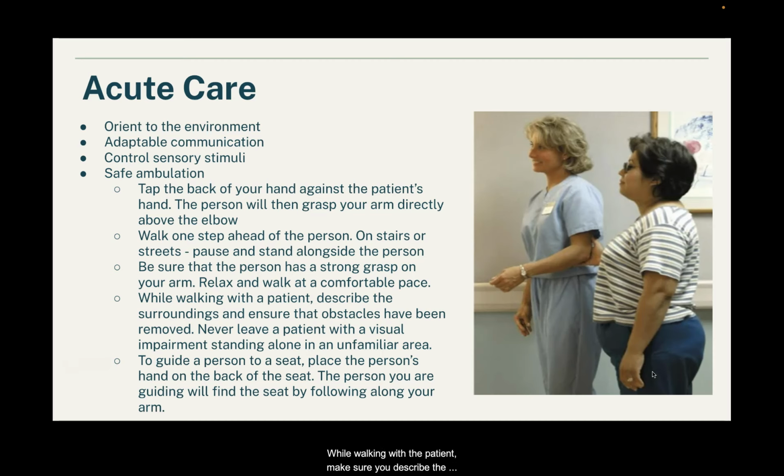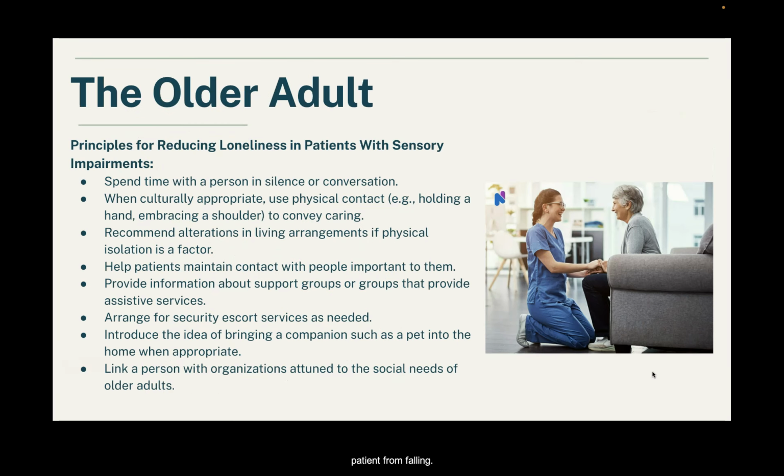While walking with the patient, make sure you describe the surroundings to them. If there are any obstacles or narrowed passages, tell them, okay, we're going to turn to the right now because this area is very narrow, so we're going to walk around it. Describe the environment to them if they can't see. Never leave a patient with visual impairment standing alone in an unfamiliar area. To guide a person to a seat, place the person's hand on the back of the seat so they know this is the back of the chair. Then the person you're guiding will find the seat by following along your arm. These are important techniques to help prevent the patient from falling.